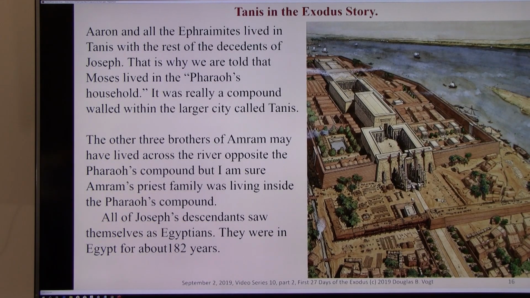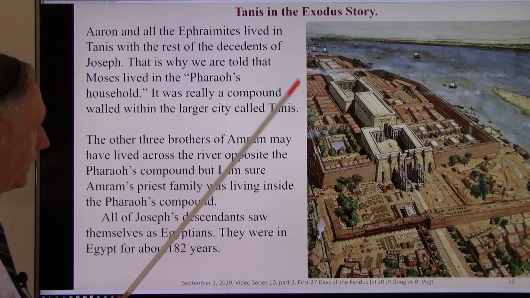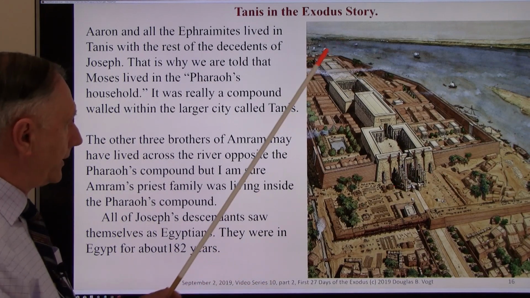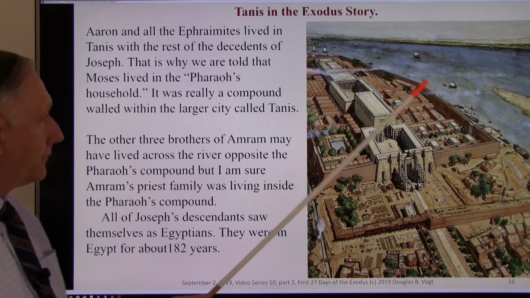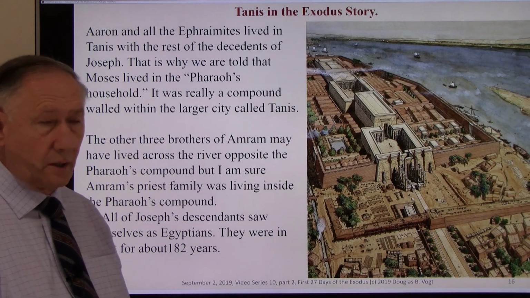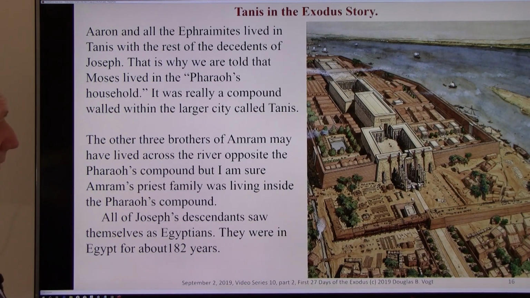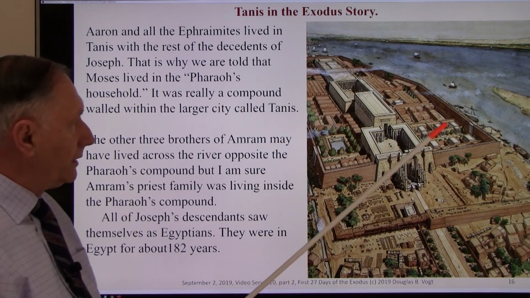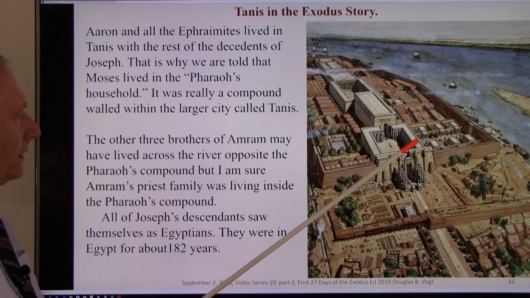That's why we are told that Moses lived in the Pharaoh's household. This would have been the Pharaoh's household. Everything in this walled area. Now, his other brothers, remember Amram had 3 other brothers. They probably lived on the other side of the river, because the phrase "the other river" is mentioned a number of times. Even though they could have lived south or any place, they were in the Tanis area, and they wouldn't have lived here.